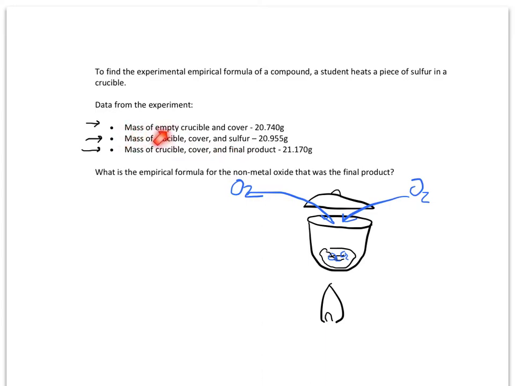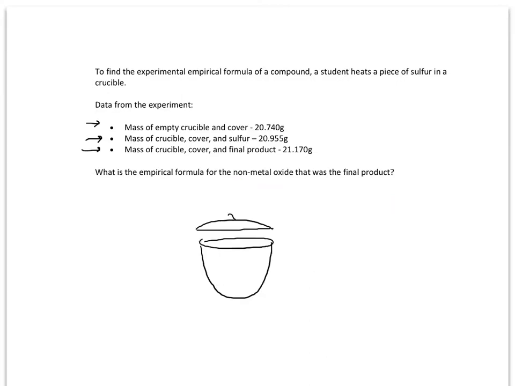So we have the mass of the empty crucible cover at 20.740. That would be the mass of just the crucible and its lid. So there it is, empty. And then he went ahead and added some sulfur to it and got the mass of that. So now we have the mass of the crucible, the cover, and the sulfur. To figure out the mass of just the sulfur, we have to isolate the crucible and the cover, and we've got the mass of the crucible and cover up there. So let's get the mass of just the sulfur.